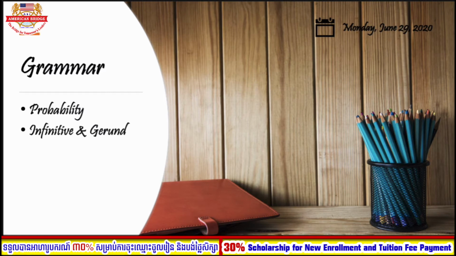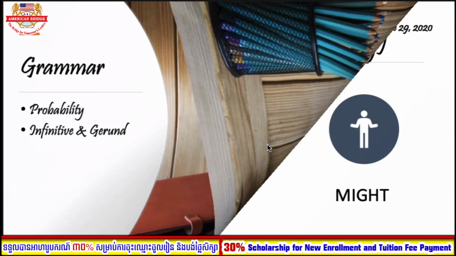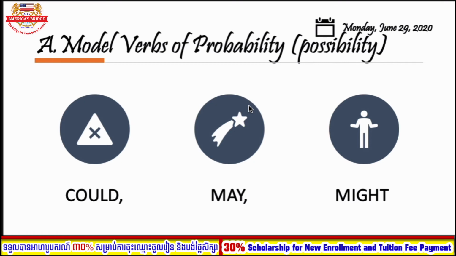I hope you remember we can use modal verbs to talk about probability. And second, we use infinitive and gerund. I hope you still remember what is infinitive and what is gerund. Now let's start with the first point, which is probability. As you can see here, we have the modal verbs of probability. If we talk about possibility, which is not very certain, you are not very sure of something, let's say only 25% sure, you can say could be, maybe, or might be.